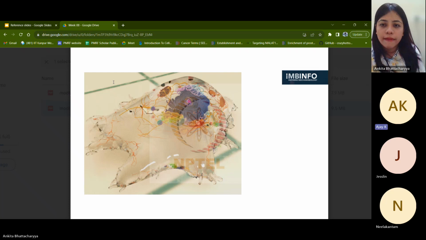Can I ask a doubt, madam? Go ahead. Confusion between chromatid and chromatin. How to differentiate that one? And what is there in the nucleolus?